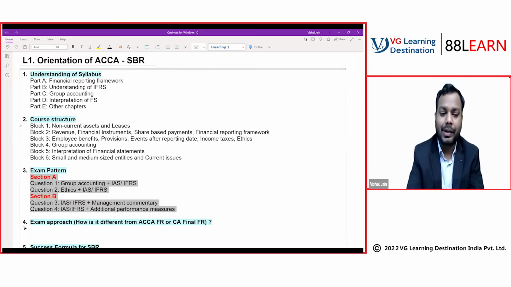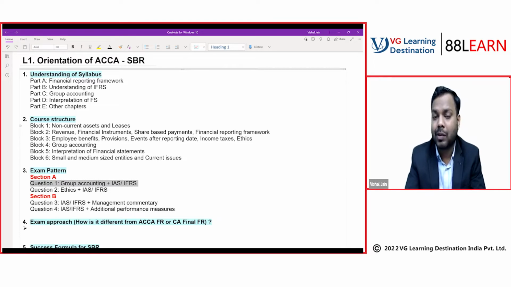Okay, so that's the reason why I am writing here group accounting plus IAS or IFRS, and that's the reason I have kept block 4 after completion of these 3 blocks, right? So that you already have an understanding of the IFRS or IAS, so that group accounting will become an easy task for you.